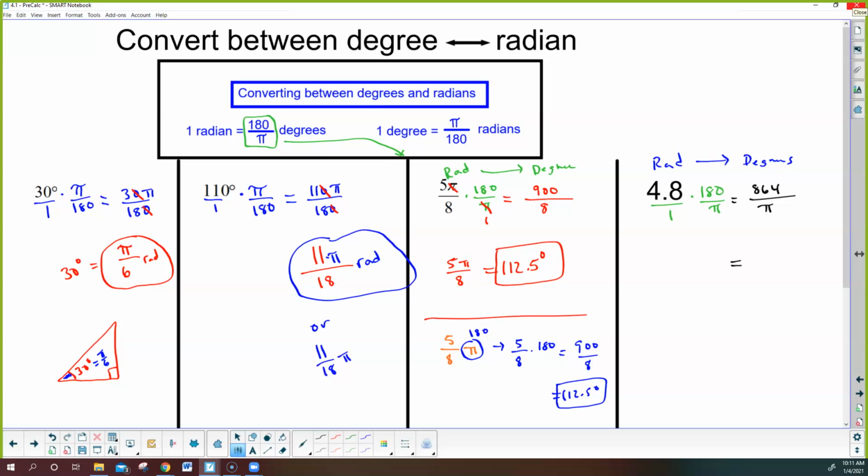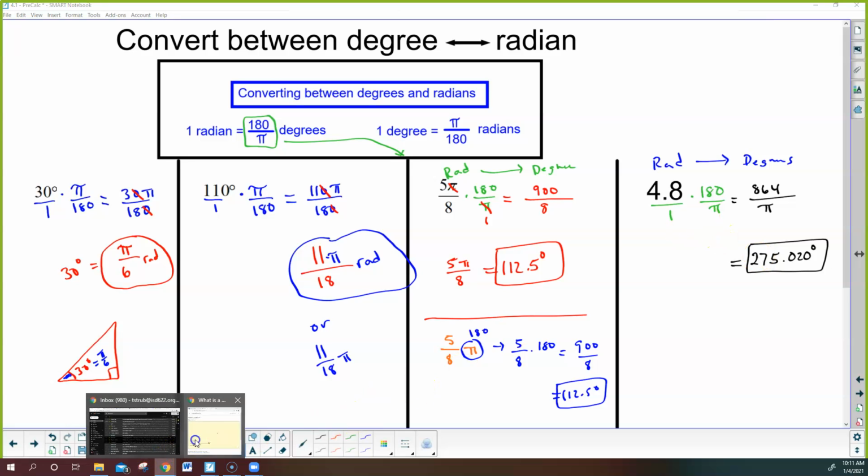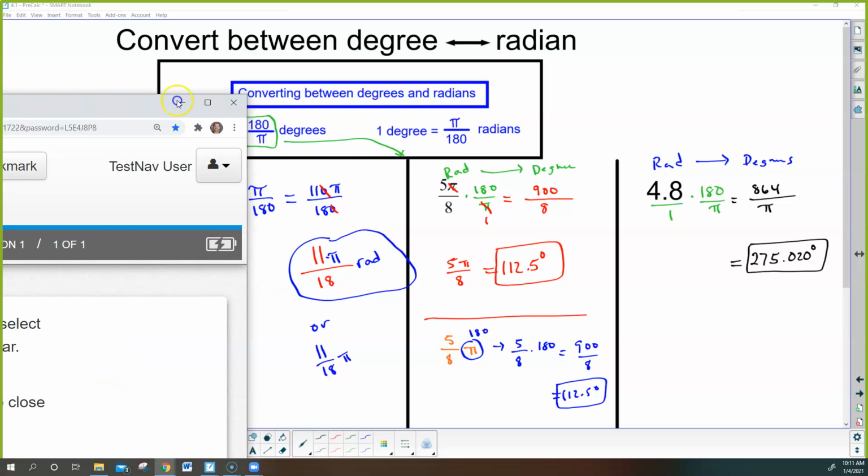I'll show you where that is if you don't know on your calculator. And then I always like to round to at least a couple decimals if they don't tell me. If I round this one to 3 decimals, I get 275.020 degrees. Right, so let me quickly show you, if you need it, where this is on your calculator.